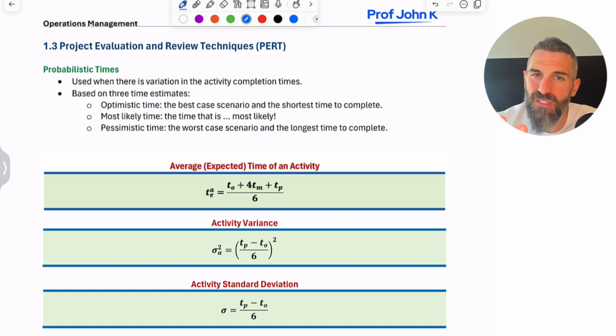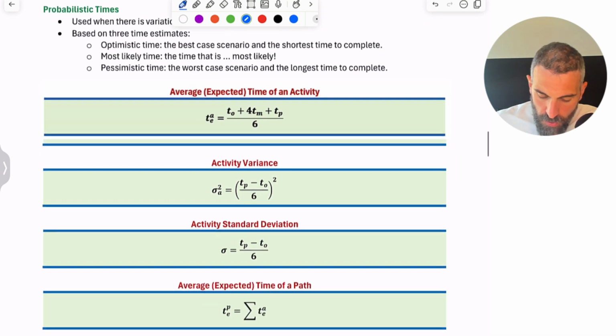Now that time is not certain, the amount of time it takes to complete your project is not certain. So you have to be able to calculate, well, what is the probability of finishing a project within 10 weeks, before 15 weeks, or something like that. So you've got several formulas here that we're going to be using.